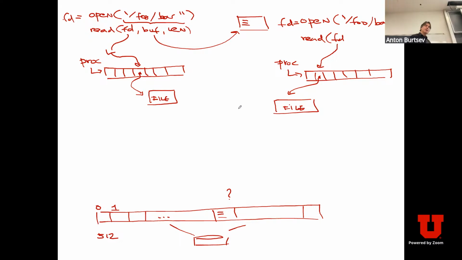Let me ask a question. Do these guys point to the same file data structure in the kernel? Probably not, but why?